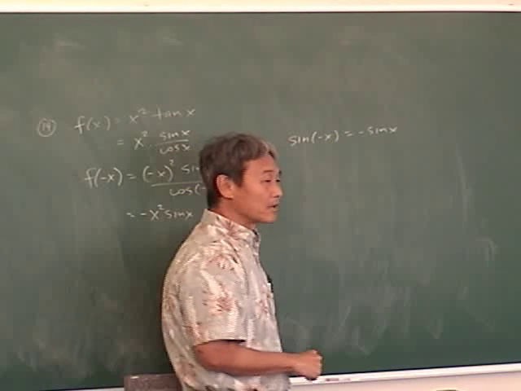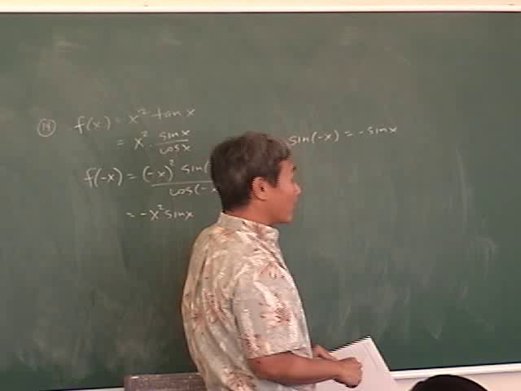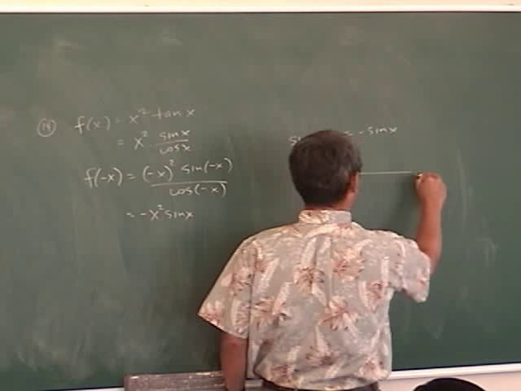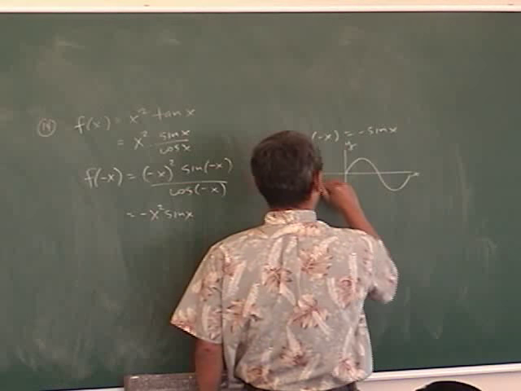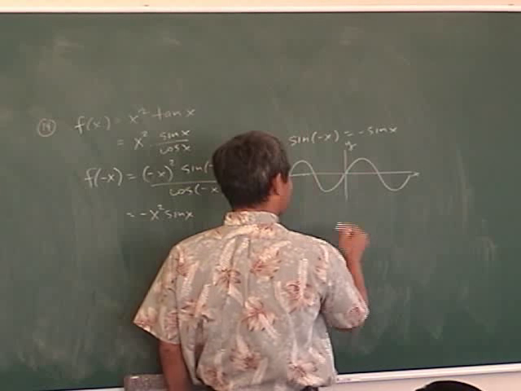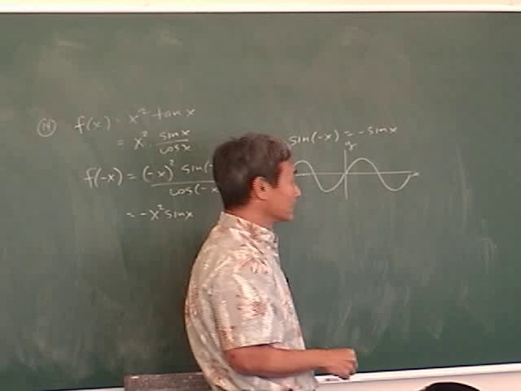How are we supposed to know that, Mr. Park? Because sine is an odd function. How do I know sine is an odd function? Well, here, let's look at the graph. Whoa! Isn't the graph of sine symmetric about the origin? Yeah, that's why it's odd.